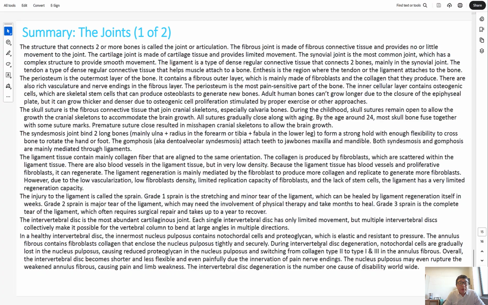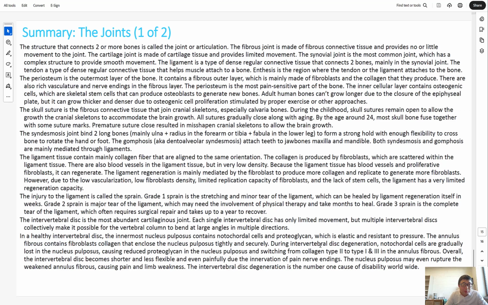Okay, hello everyone. This is topic 18. The name is long: the ligaments, tendon, and the joints. But actually, this topic mainly focuses on the joints, and we also talk about many of the joints and the materials that the joints are made of.